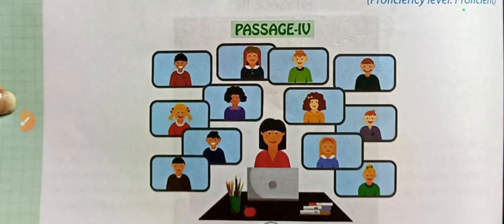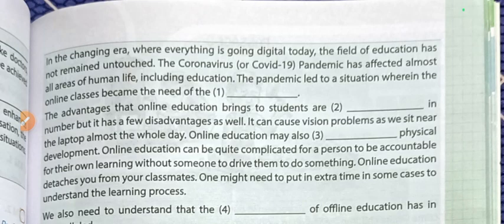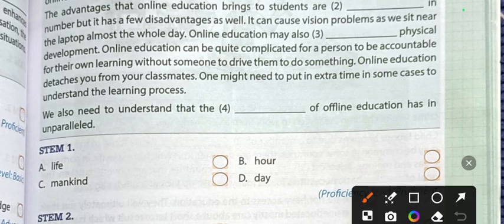Rest of the explanation I'm showing you in the next slide. So just go through the picture again here. That is related to your social media. It's like online education. In the changing era where everything is going digital today, the field of education has not remained untouched. The coronavirus or COVID 19 pandemic has affected almost all areas of human life, including education. The pandemic led to a situation wherein the online classes became the need of life. So, life is given here, just take the correct option, life.